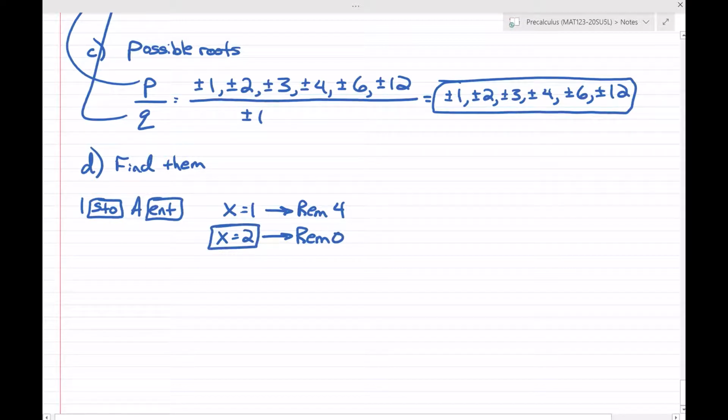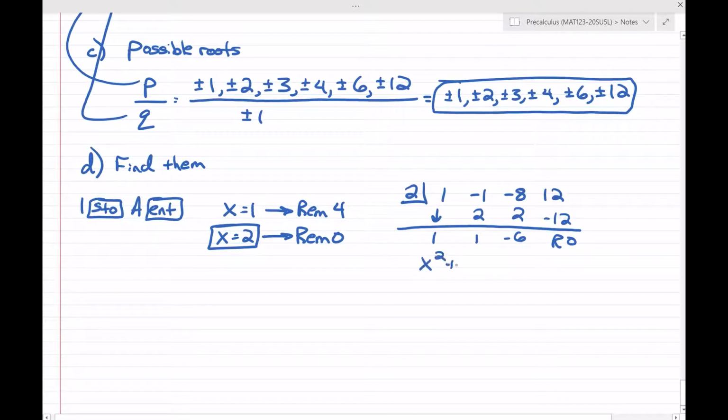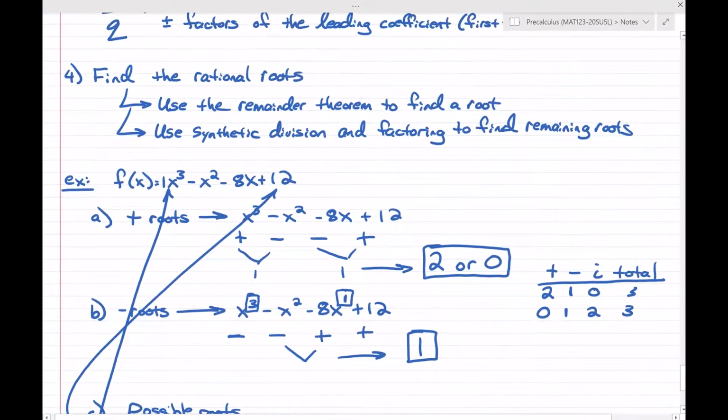So now what I'm going to do, according to the steps I outlined above, we're going to do synthetic division with 2 into 1x to the third minus 1x squared minus 8x and then 12. Bring the 1 down. 2 times 1 is 2. And we do get a remainder of 0 using synthetic division. Our depressed polynomial would be x squared plus x minus 6. And now we're going to get the other roots by factoring this. That's what we outlined in our steps above. We used the remainder theorem to find a root. Once we got a root, we did synthetic division, and now we're going to factor to find the remaining roots.